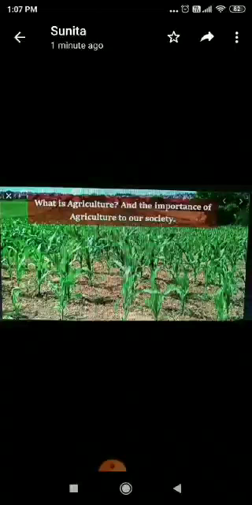Agriculture is one of the most important economic activities in the world. About two-thirds of the Indian population, or you can say about 75% of Indians' total population, still depends on agriculture. What is this agriculture? Agriculture is the science and art of growing food crops, flowers, and other things.